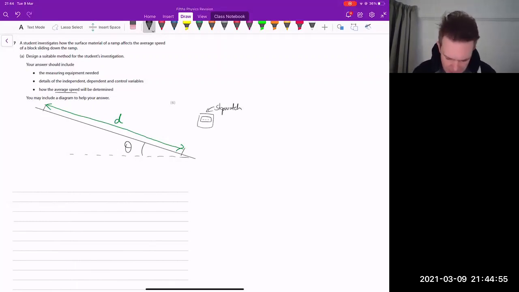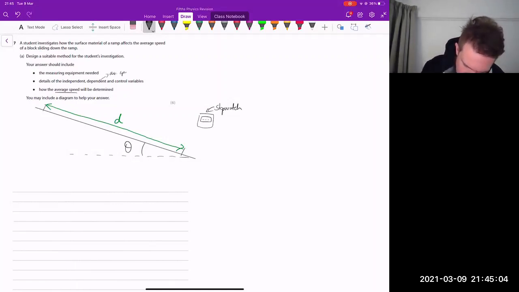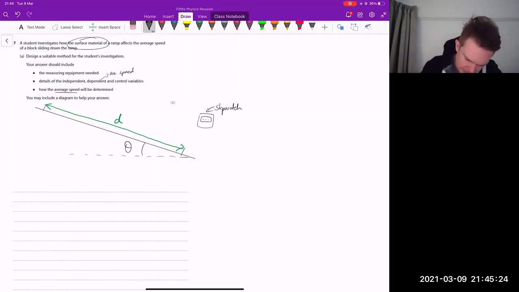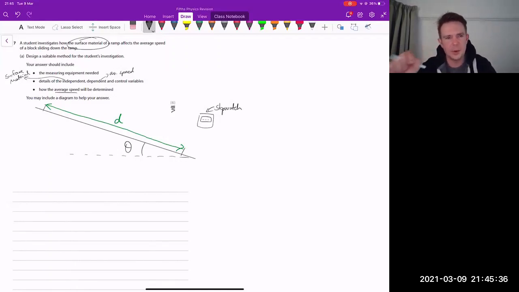Next, what is my independent variable? The average speed is my dependent variable. The independent variable is, of course, the surface material. So that could be wood, glass, sandpaper or plastic. That's what I'm going to change. So what we want to do is try to include all this information. And remember, it's out of 6, so you want to make 6 distinct relevant points at the very least.